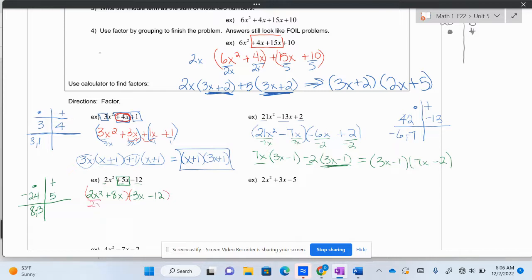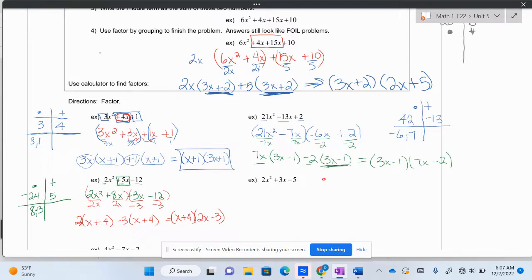Common factor, 2x. So 2x squared divided by 2x leaves me with an x. 8x divided by 2x, sorry, leaves me with a 4. I'm going to take out a negative 3. That leaves me with an x plus 4. My repeated factor, x plus 4, times the quantity 2x minus 3.